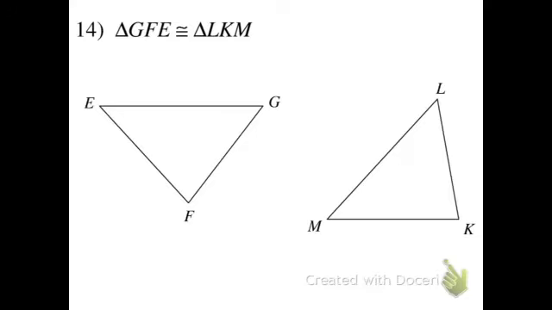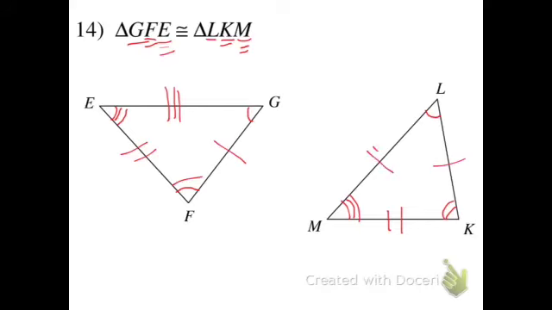Moving on to the next one, G matches L. So I'm going to put my single arc. F matches K. And I'm going to start actually just putting the sides down because I already have those 2 angles, and the ones in between them are going to match. E matches M. I can put the double mark between those, and then I just have to put the triple mark in between the last 2 angles.